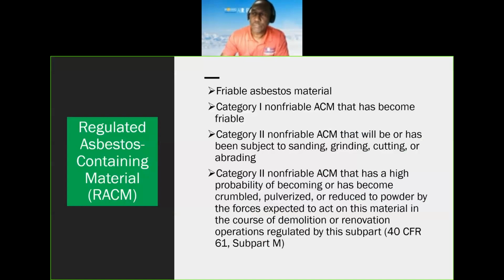Okay, what is RACM? How does ACM become RACM, as we call it? RACM is friable asbestos containing material. Category 1 or category 2 material that will be subject to sanding or grinding or cutting, any material that will become friable. Those are what becomes RACM, and also what's above the threshold to become RACM. We'll discuss that in a minute.